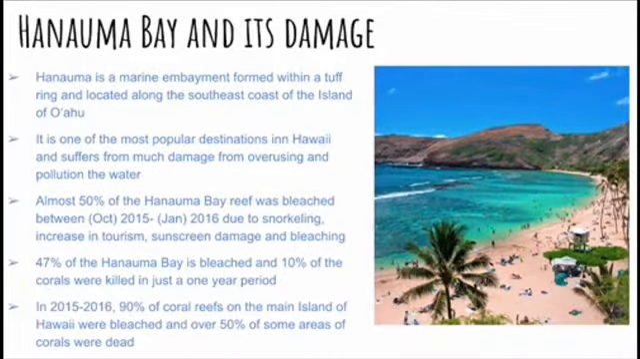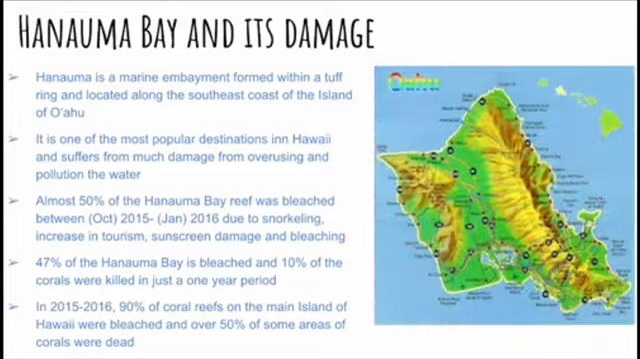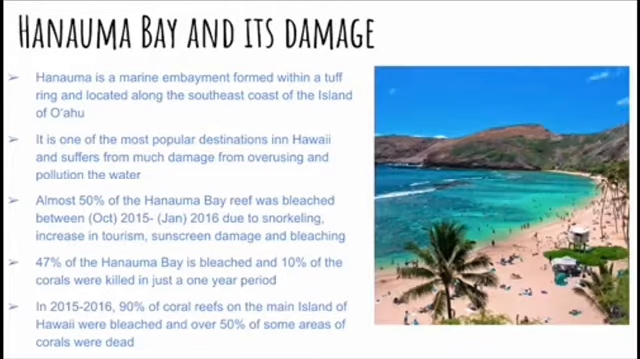Honolulu Bay and its damage. Honolulu Bay is a marine embayment formed along the southeast coast of Oahu. This bay is the most sought-out snorkeling beach on the island and possibly in Hawaii itself, and therefore suffers from a great amount of coral bleaching from SPF sunscreens and harsh chemicals.